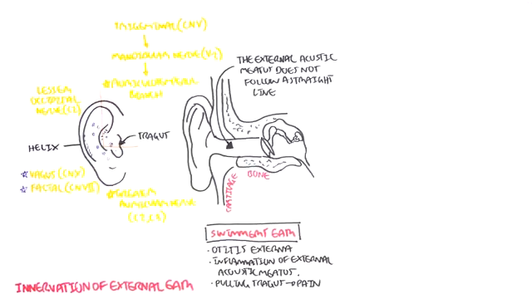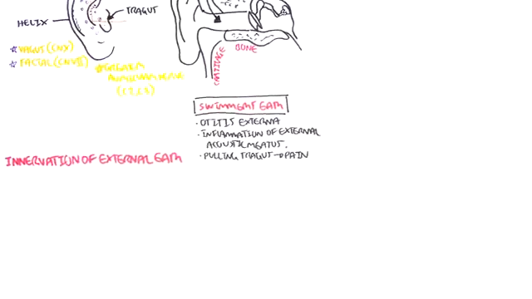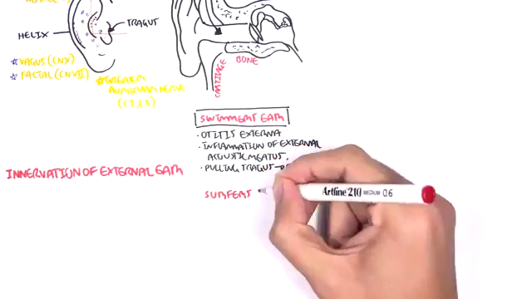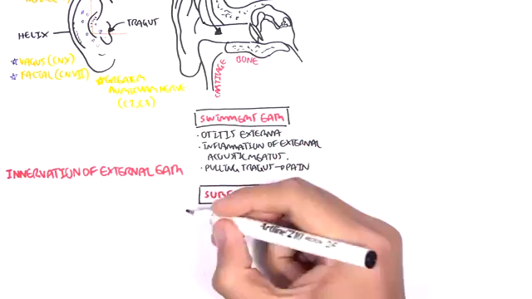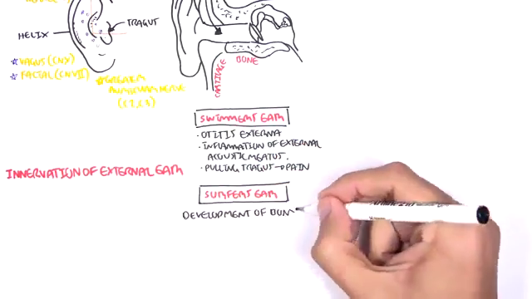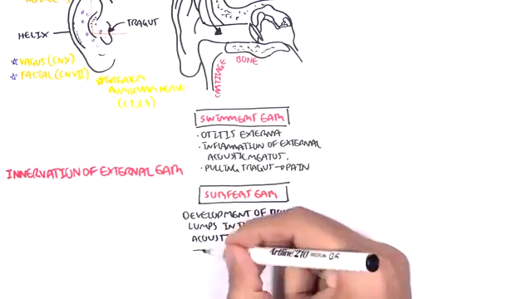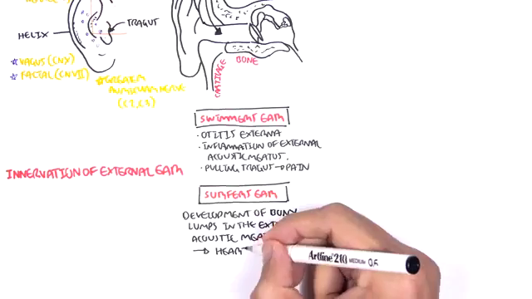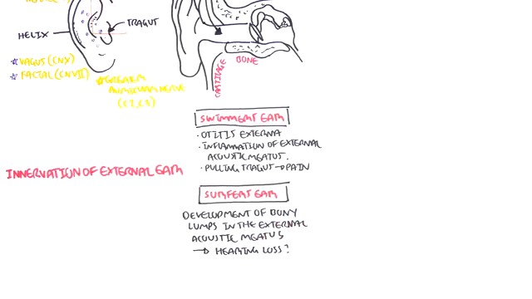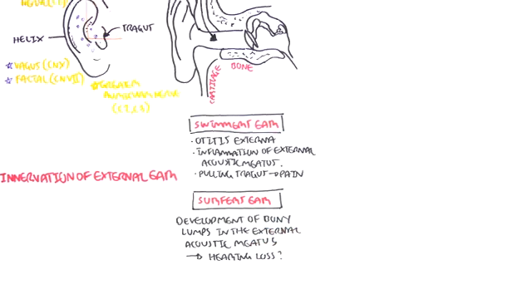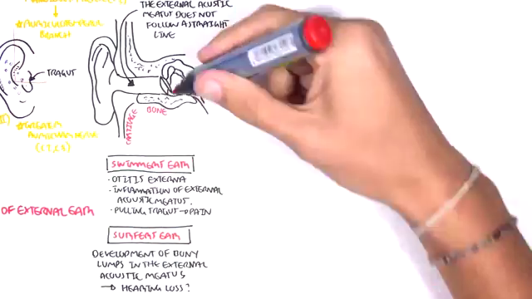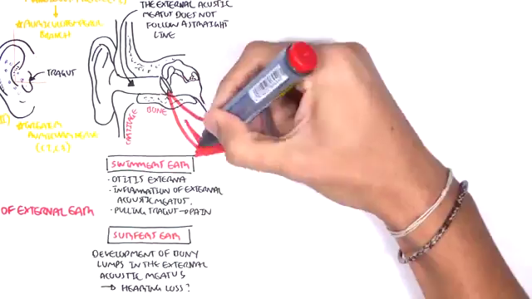And another important anatomical part of the auricle is the helix here. There is also another condition of the external ear known as surfer's ear, which is where there is a development of bony lumps in the external acoustic meatus. It's not dangerous, but can potentially lead to hearing loss. But surfer's ear is common in the surfing population groups. Okay, so that was for the external ear.